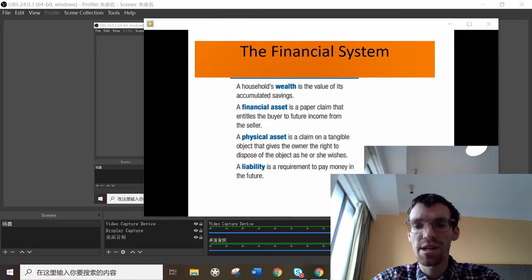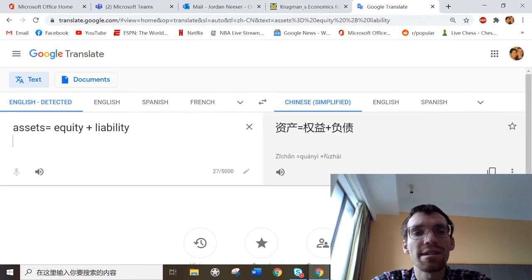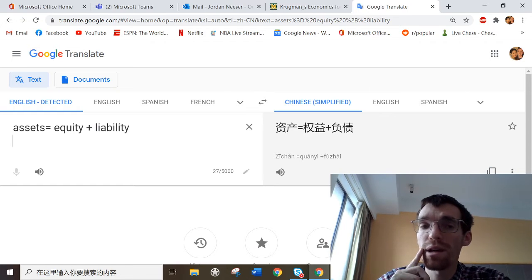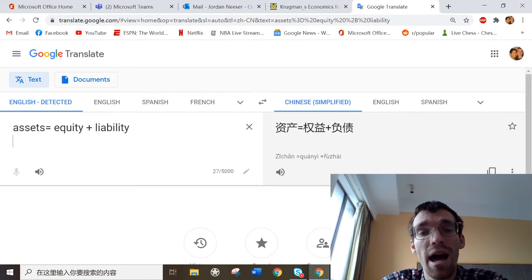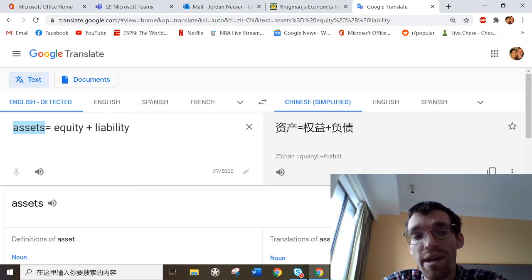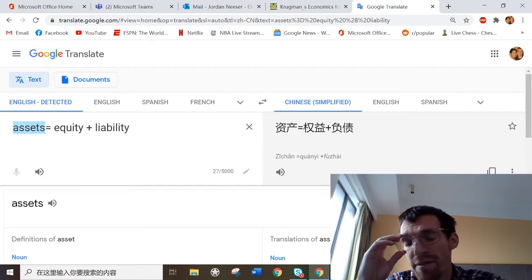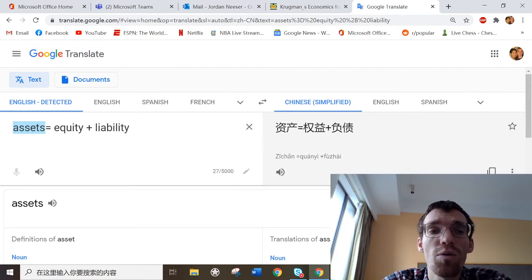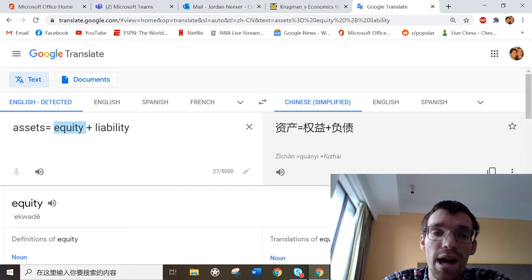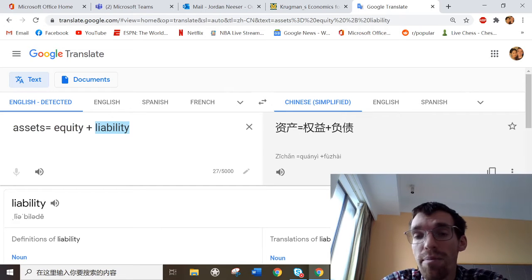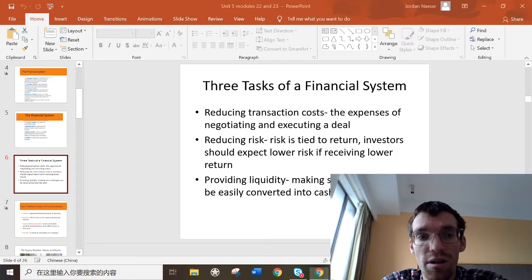Okay, so as I was saying, assets are equal to equity plus liability, meaning that we have all the assets that have value, things like land, things like equipment, right? Physical capital. But not only things that have positive value, but also debts and things that have negative value. So we haven't talked about equity quite yet. We'll talk about that in a minute. And the liability is a term that we just looked at.